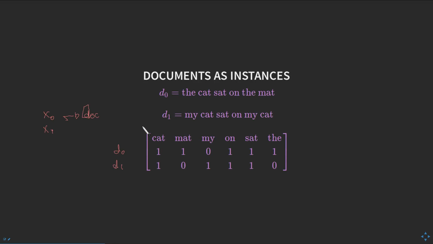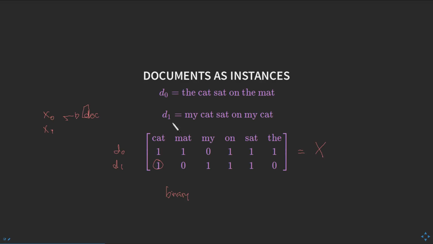So looking at these, you can see that for the sentence, my cat sat on my cat, there is cat in this sentence, there is no mat, there is my multiple times, cat is also in there multiple times, but given this is binary, we're just interested in if it's on or off. And then you can see the rest of the sentence here. So this would be a binary vector representation of these two sentences, and then this whole thing would be our feature matrix, where the features are now words.